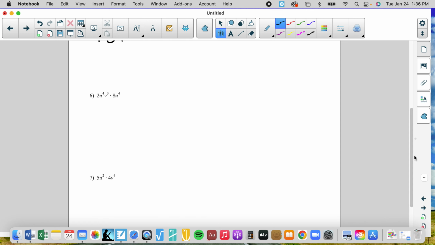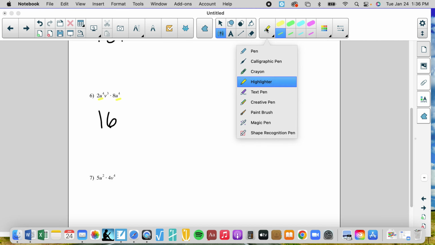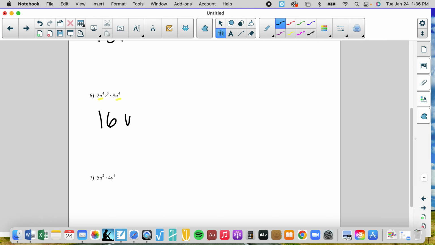2 times 8 is 16. Now this is the first one where we have multiple variables. So we're going to multiply u to the 4th times u to the 4th, which, like bases, we do addition between those two exponents. And then we have v to the 3rd, which doesn't have a partner. So that just gets put here, v to the 3rd. So my answer would be 16u to the 8th, v to the 3rd.